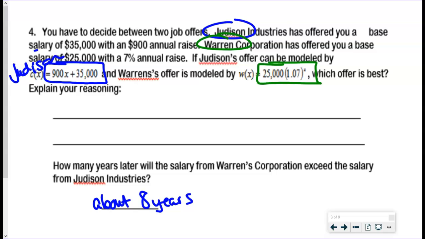So which job offer am I going to take? So maybe your answer here will say something like, I don't intend to stay at this job for more than a couple years. It's a stepping stone job for me, so therefore I'm going to stick with Judson because they're going to pay me more money. Or if you say something like, I want to stay at this job forever, I really want to stay with this company farther than 8 years into the future, so I'm going to go with Warren because after 8 years of work, I'm going to be making substantially more money from that point on.